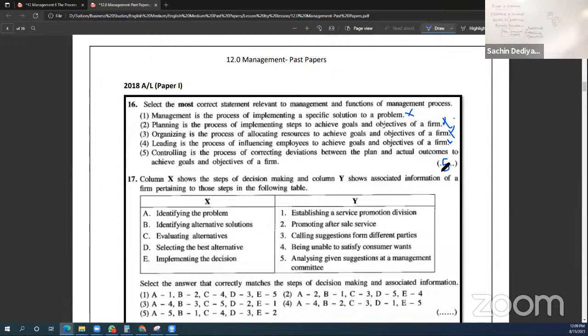Controlling is a process of correcting the deviations between the plan and actual outcomes to achieve goals. Yes, in controlling you make sure you are in line with the track, or the initial plan. If not, you identify those deviations. Right, 2 marks. 2018, question number 5.